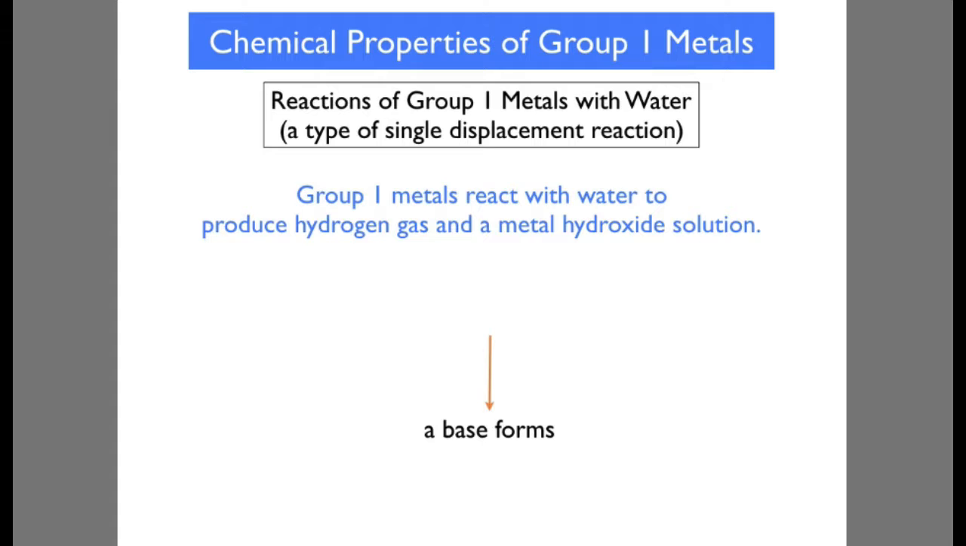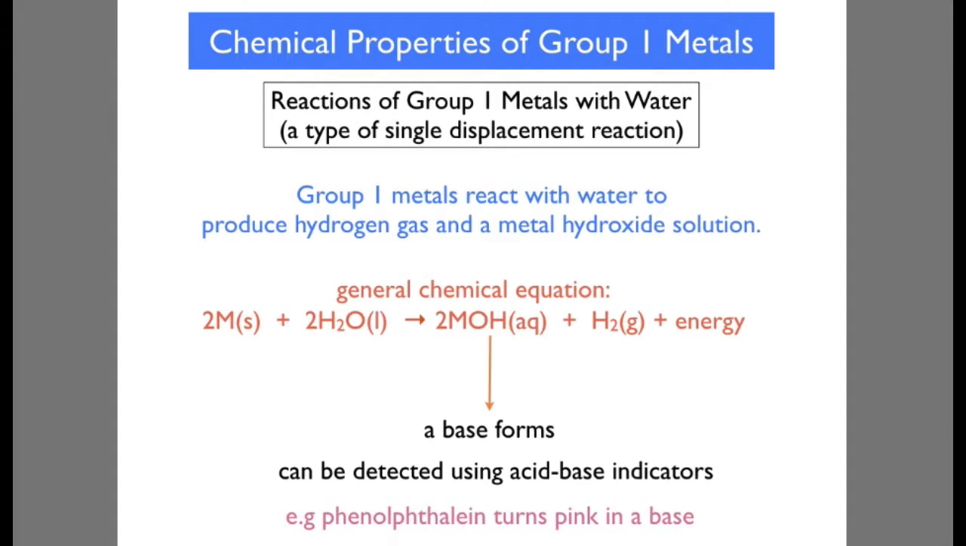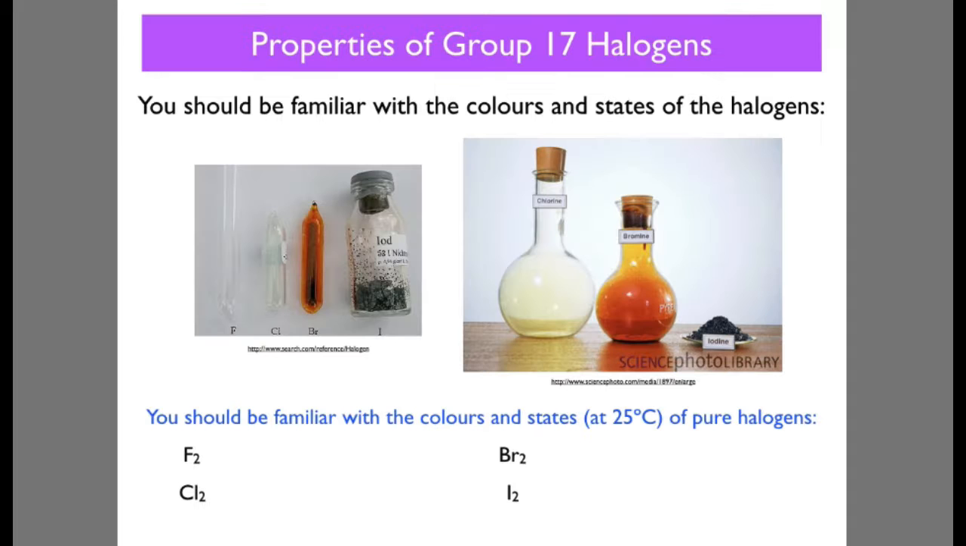The chemical properties of group 1 metals with water. It's a type of single displacement reaction. Group 1 metals react with water to produce hydrogen gas and a metal hydroxide solution. The general chemical equation is here: you get metal reacting with water to give the metal hydroxide and hydrogen gas. You can see that the hydroxide is obviously a base, and it can be detected using an acid-base indicator. For example, you could use phenolphthalein, which turns pink in a base.